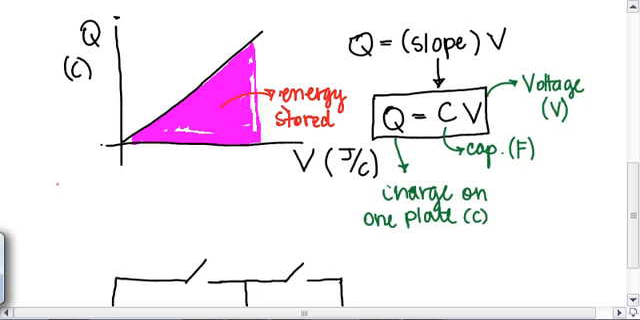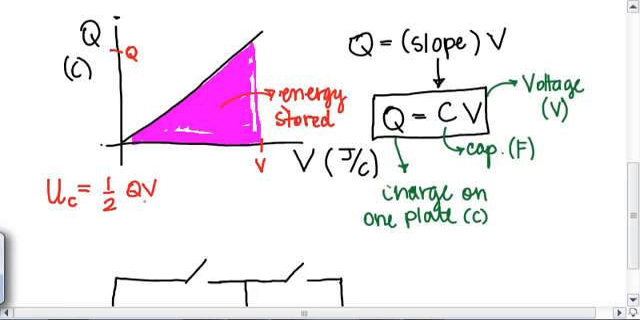So we like to use U for stored energy, and if you want to put a little C beside it to represent a capacitor, we can do that. And how can I find the area under this triangle? If this is our voltage V and this is at some charge Q, it's 1/2 VQ. Usually you'll see it as Q times V because it's like in alphabetical order or something.